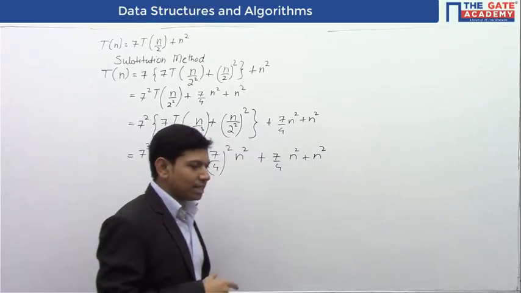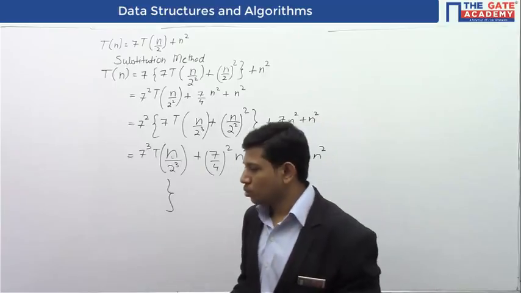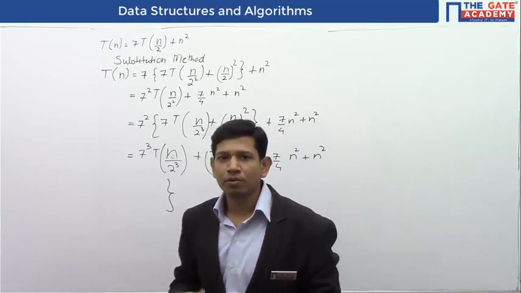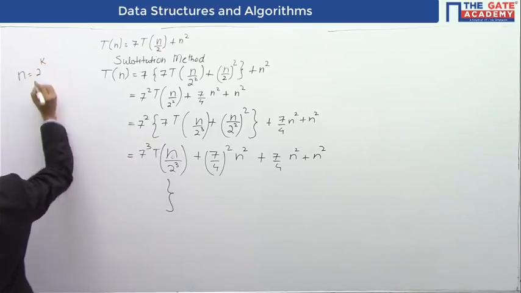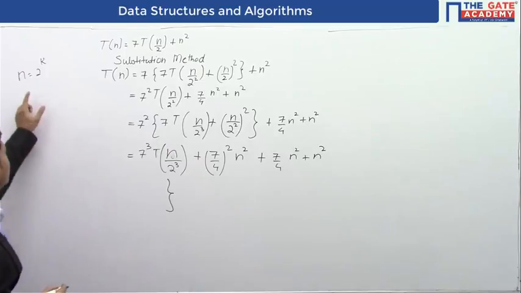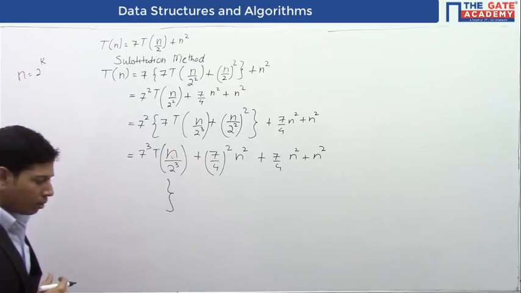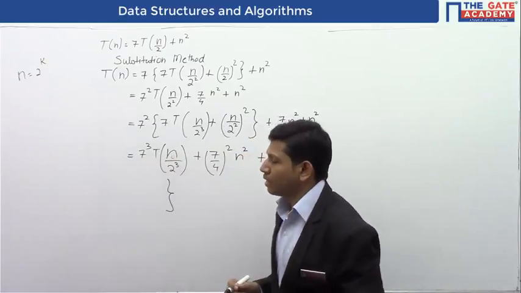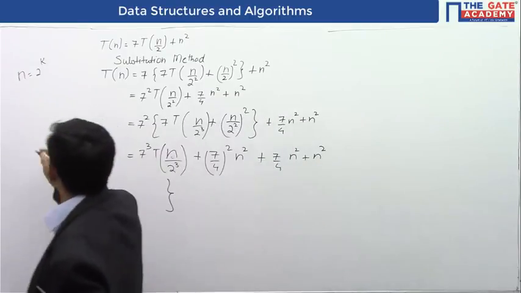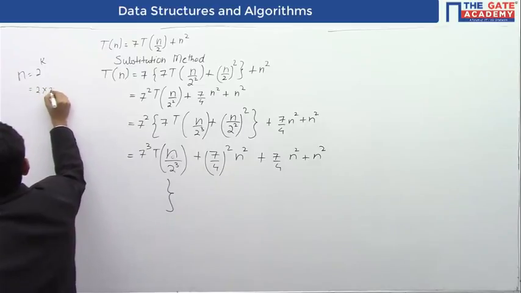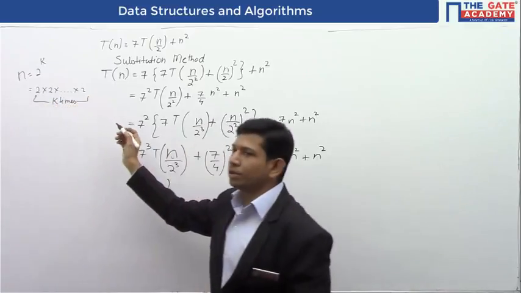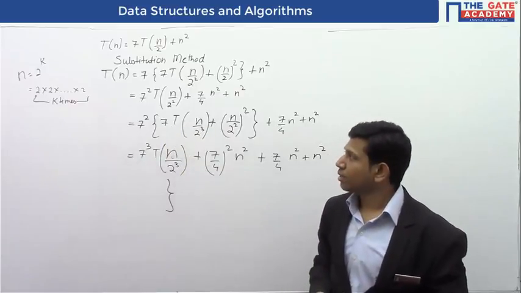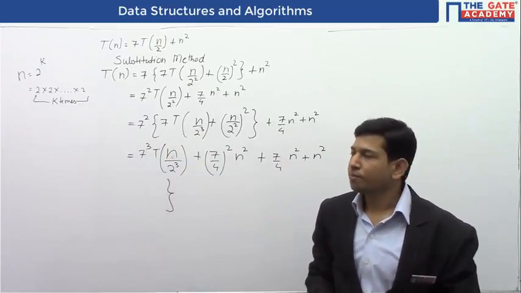Since it is successively divided by 2, let's say n was some power of 2. Let's say n was initially 2 raised to power some k. Now, if n was 2 raised to power k, then we can write n as 2 into 2 into 2 and so on, k times.